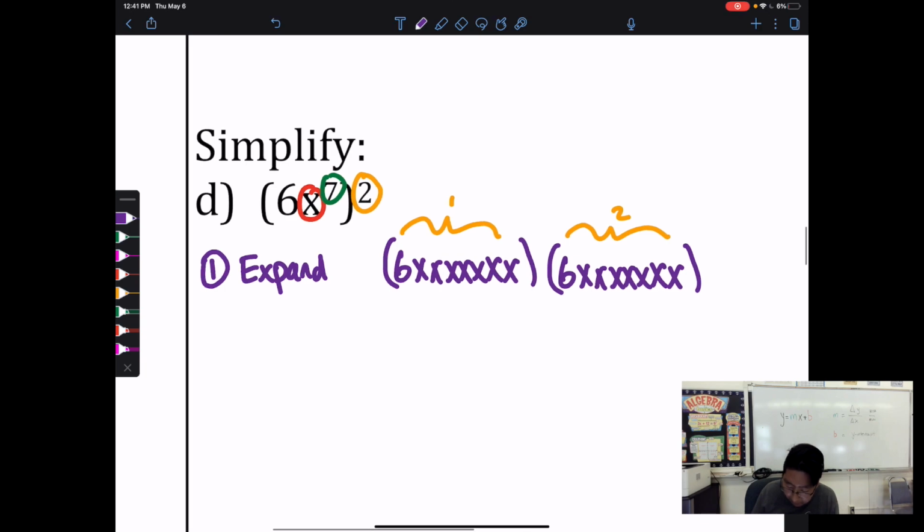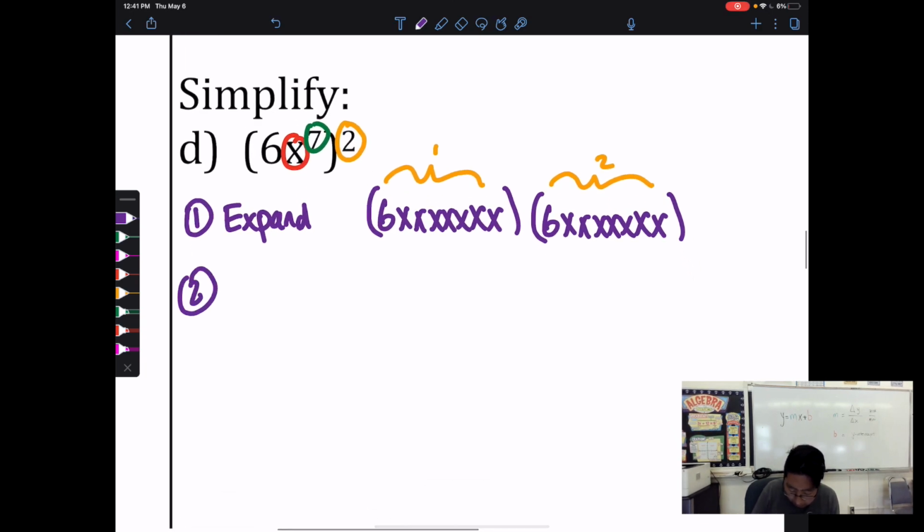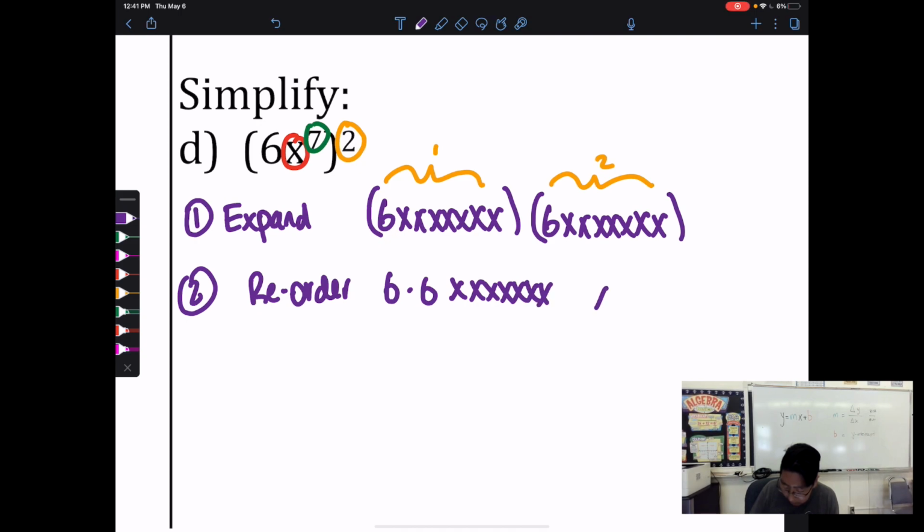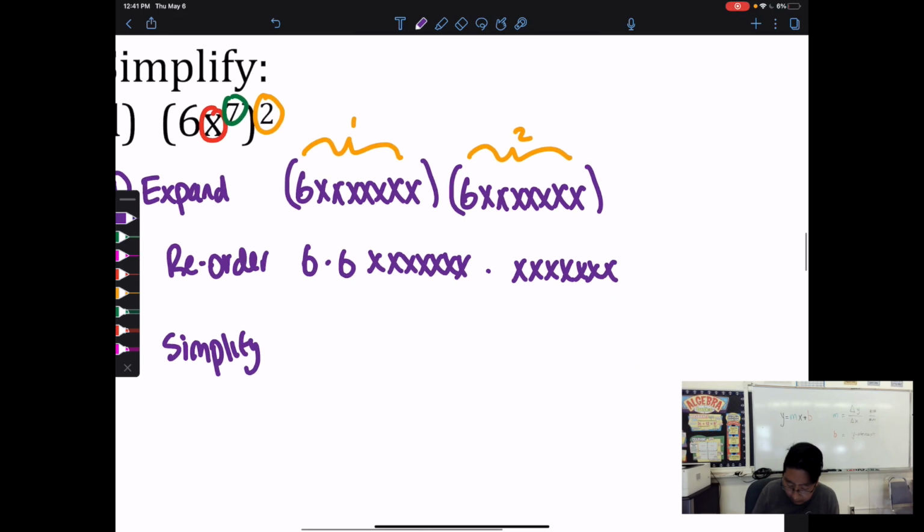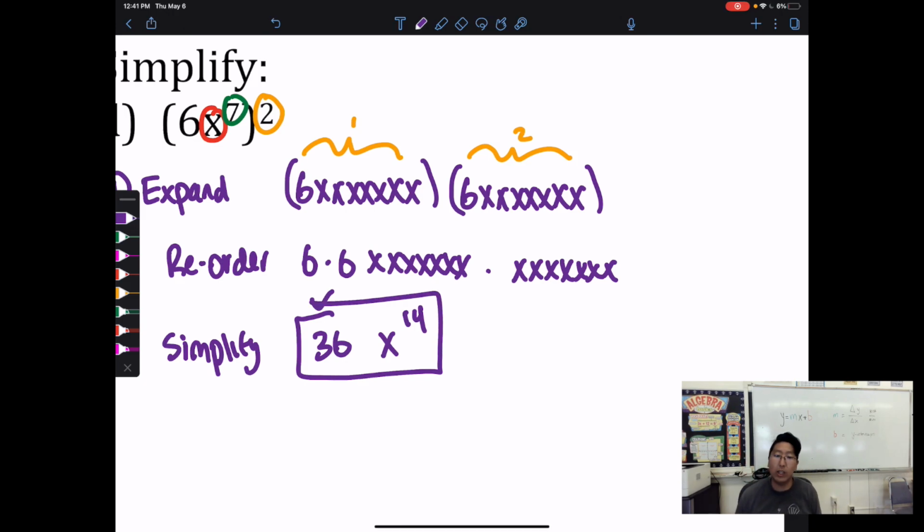And so here, we're going to reorder. So we have 6 times 6, and then seven x's, and seven more x's. And now we'll go ahead and simplify. 6 times 6 is 36. And then we have x, 1, 2, 3, 4, 5, 6, 7, 8, 9, 10, 11, 12, 13, 14. 36x to the 14th is our answer here.